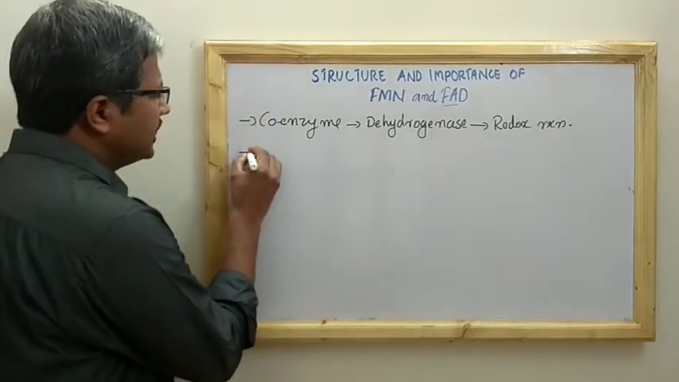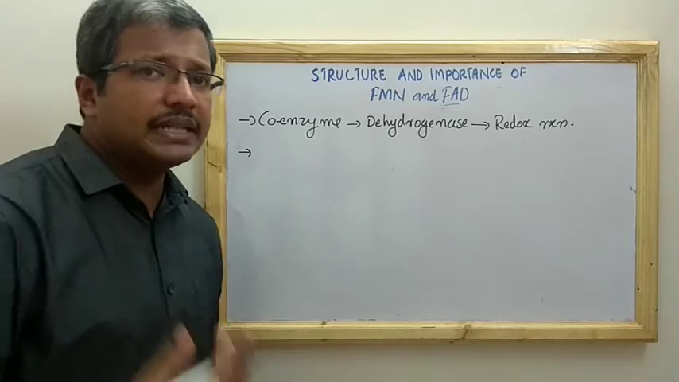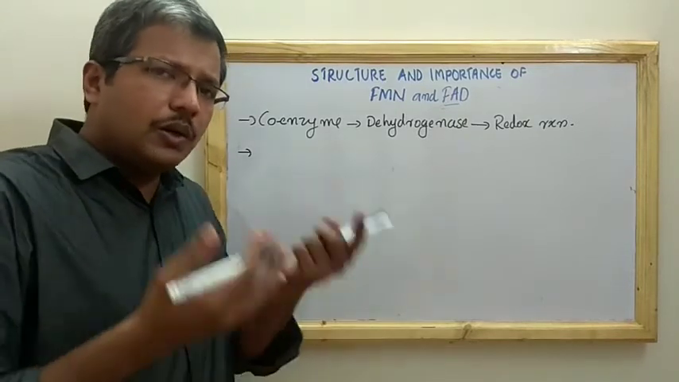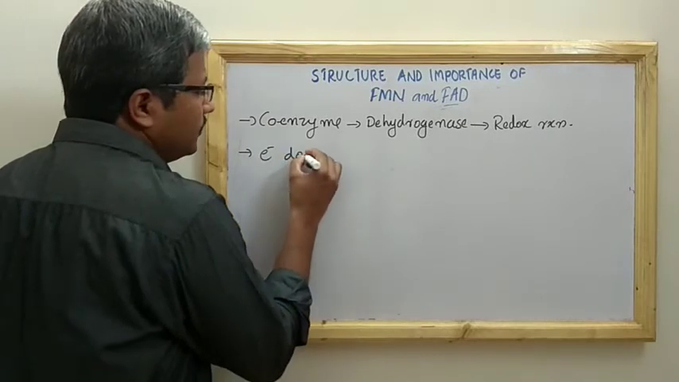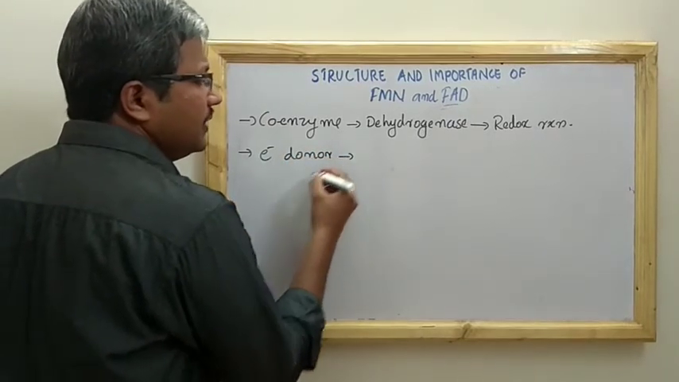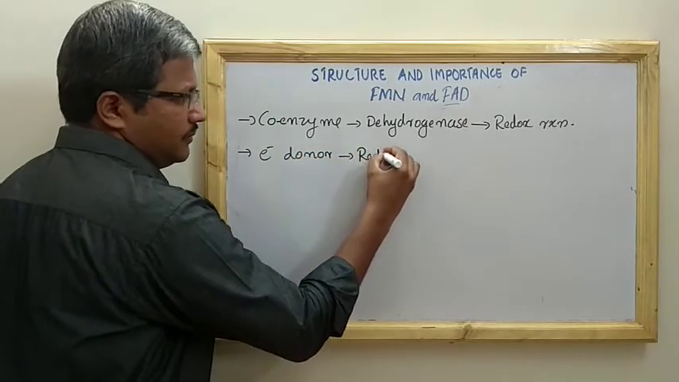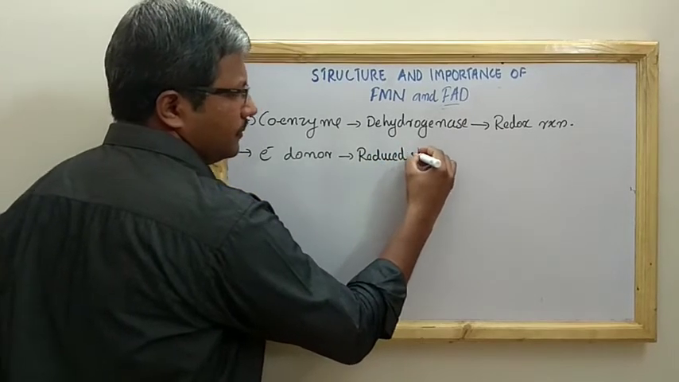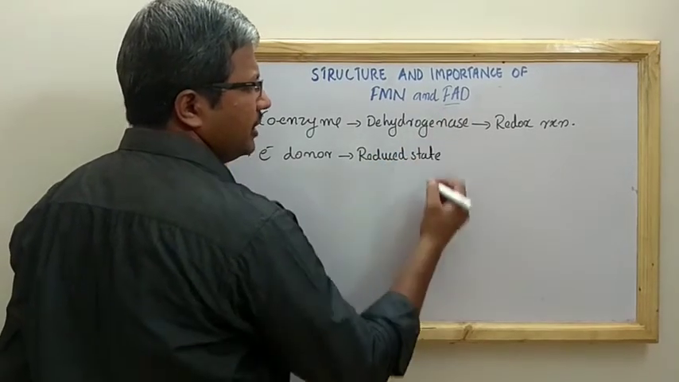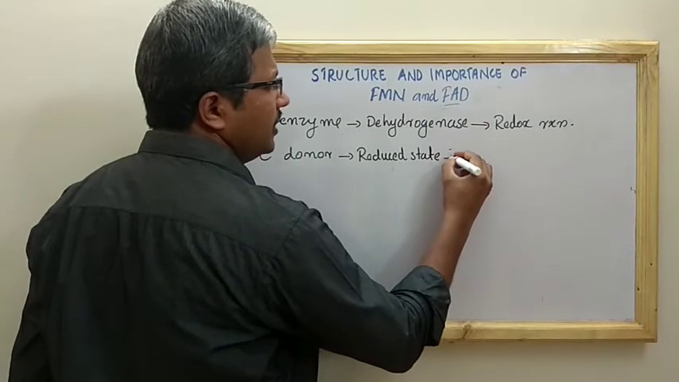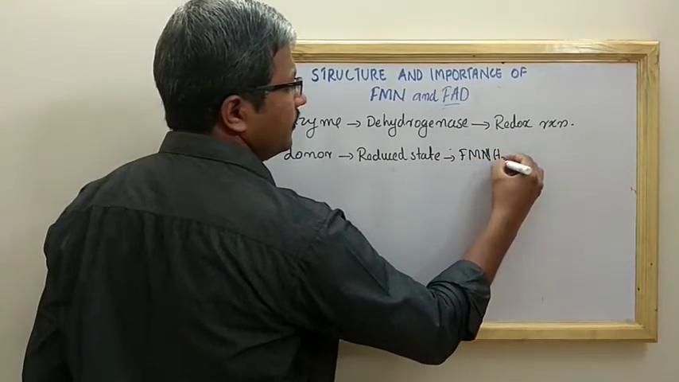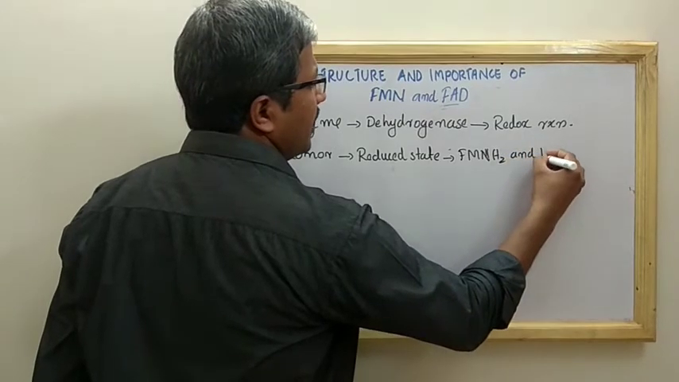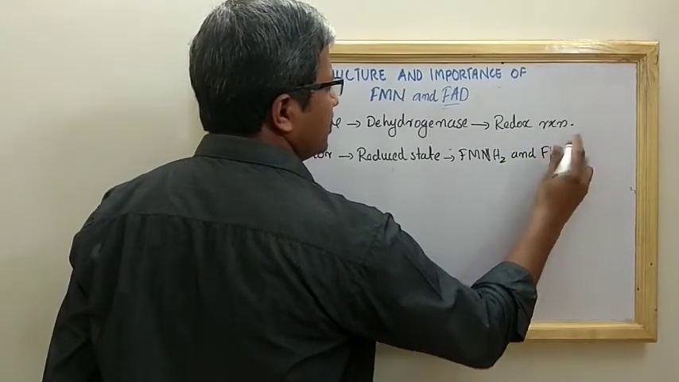Now, what is the second part that we have learned there? It acts as the electron donor or electron acceptor. It acts as electron donor when it is in reduced state. What is the reduced state of FMN and FAD? It is nothing but FMNH2 and FADH2.